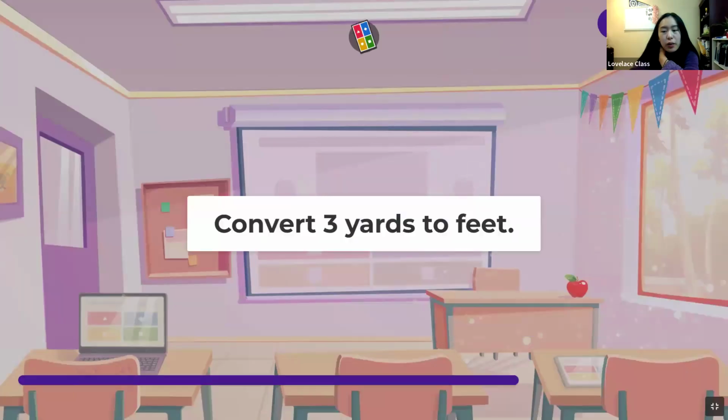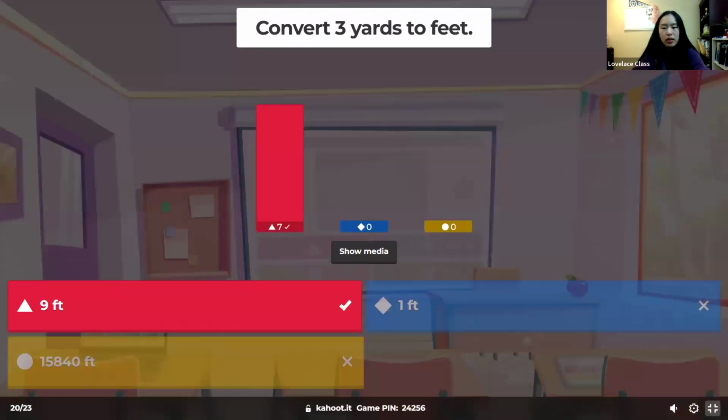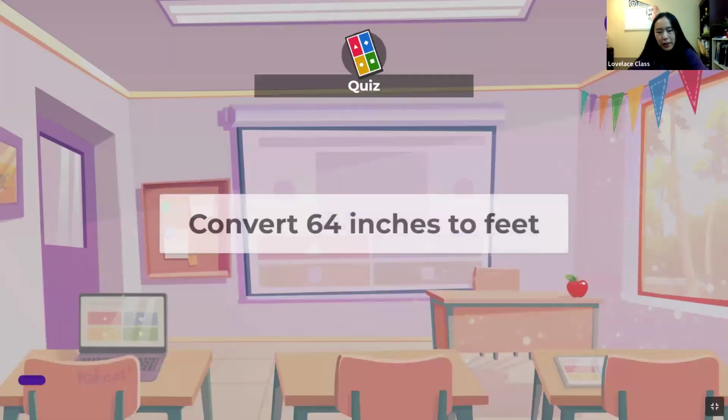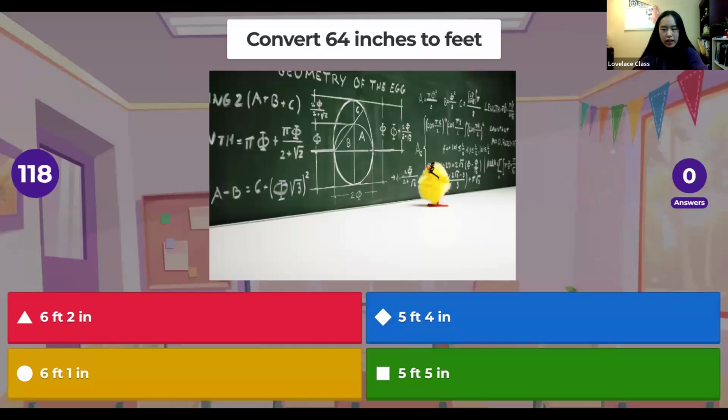Okay, 3 yards to feet. 1 yard is 3 feet. So, okay, you guys all got the right answer. Inches to feet. 12 inches equals 1 foot. If you guys didn't know, but I think most of you do know.